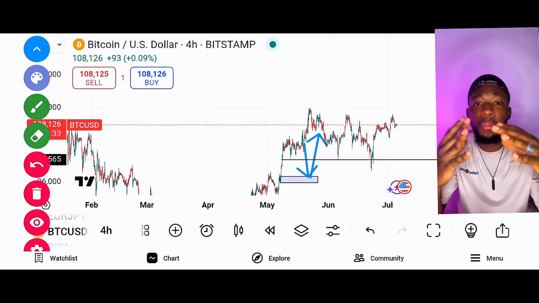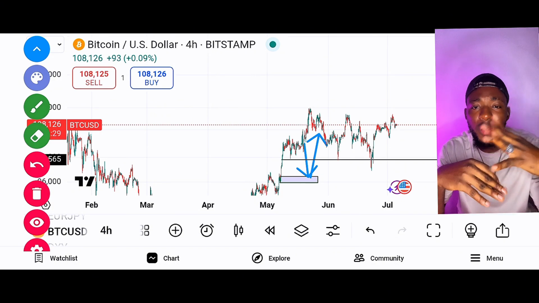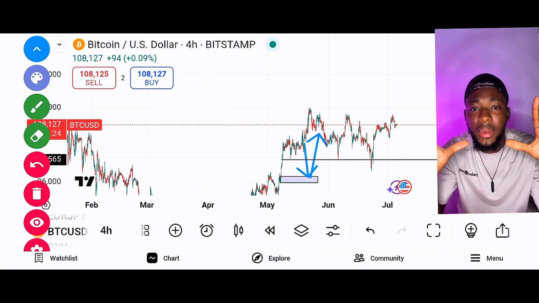Because we're going to be using multiple time frames for it. Personally, I like to use at least 3 time frames for analysis. You can use more if you want to, but 3 is basically okay for you.